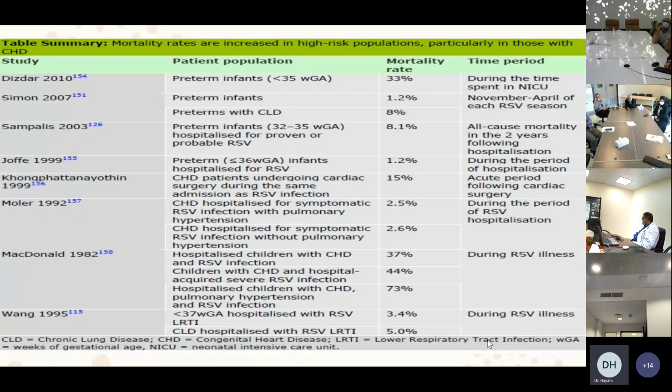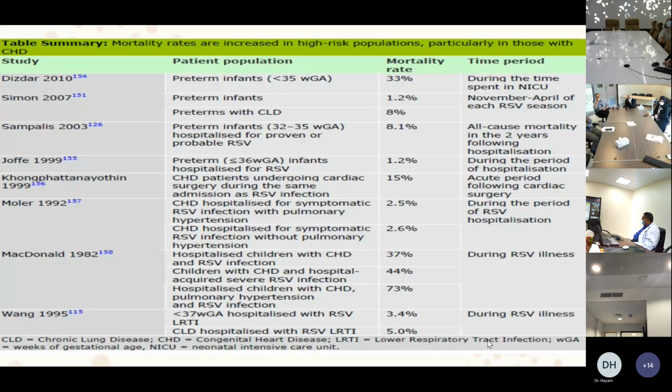Now, this is a summary of other mortality rates in high risk populations. You can see the old studies, like 1982 and 1992. You will see the mortality especially for congenital heart disease, like 73% and 44%. It's a very huge number with RSV infection, especially when they are hospitalized. In more recent years, like 2010, mortality during time spent in the NICU was 33%, for preterm infants by default 1.2%, and preterm with CLD 8%. Still, the mortality is high within the high risk group.